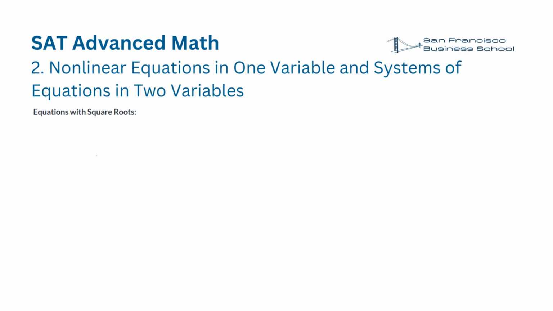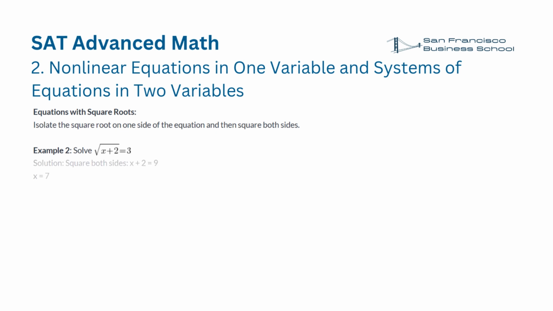Equations with square roots. Isolate the square root on one side of the equation and then square both sides. Example 2. Solve square root of x plus 2 is equal to 3. Solution: square both sides. x plus 2 is equal to 9. x equals 7.